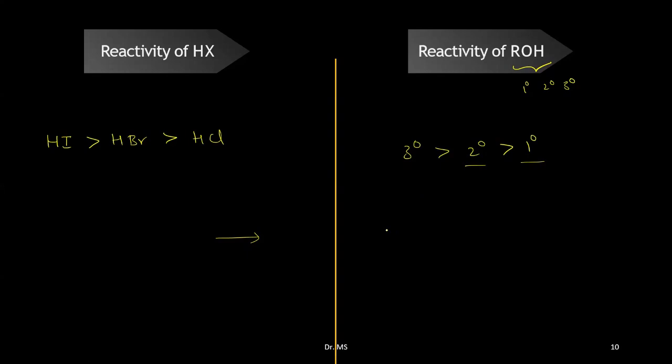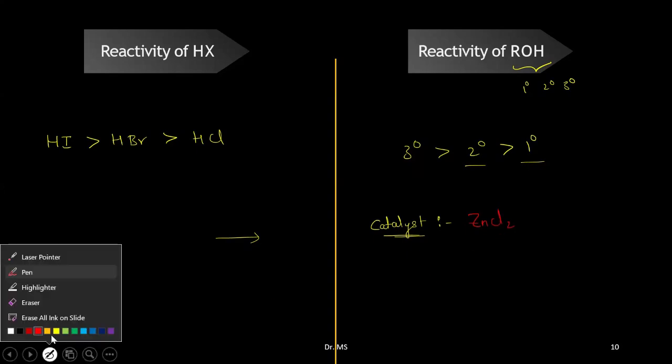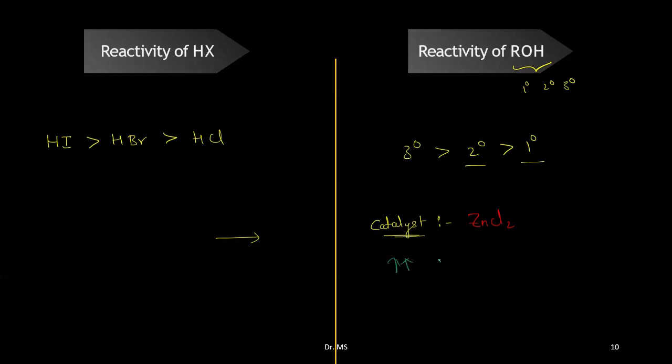to speed up this reaction, we also use another catalyst called zinc chloride. This is very, very important. Remember, you will be using anhydrous zinc chloride as a catalyst to increase the rate of reaction. So remember this: tertiary is more reactive than secondary, which is more reactive than primary, and HI is more reactive than HBr, which is more reactive than HCl. As you go down the group, fluorine, chlorine, bromine, iodine, the reactivity increases.